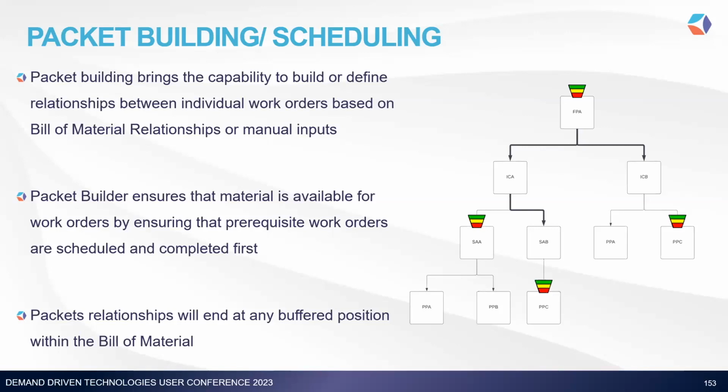And it's going to say, okay, there's SAA and SAB. It's only going to create a relationship between ICA and SAB and not with SAA, because SAA is a buffered item. Therefore, we're assuming that it has inventory on hand and we don't need to worry about that relationship. So the packet builder is going through the bill of materials and stopping at any buffered items.